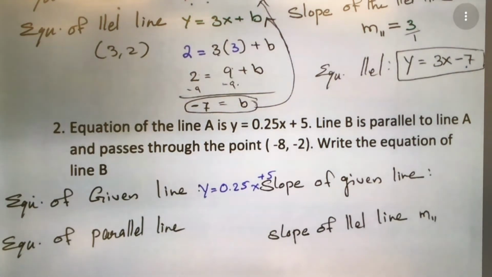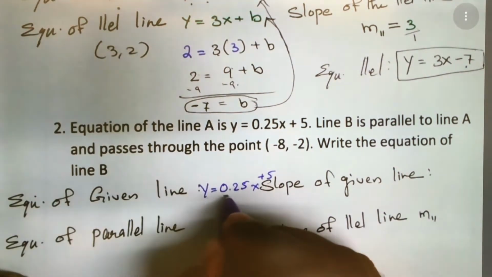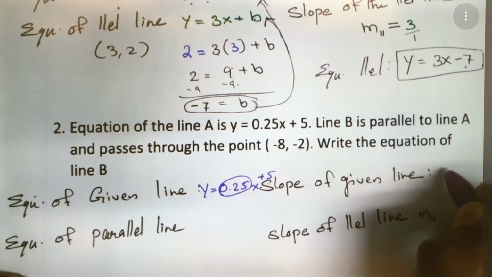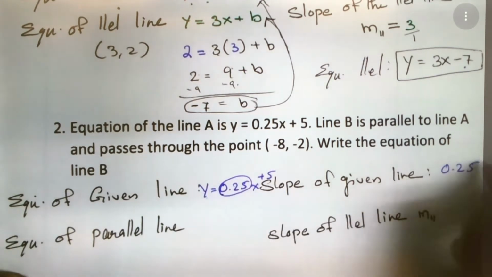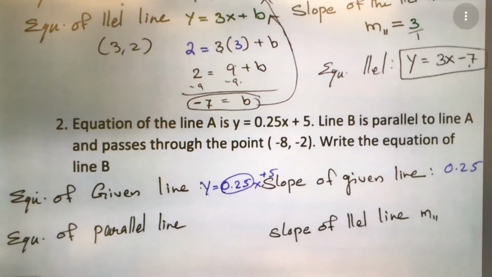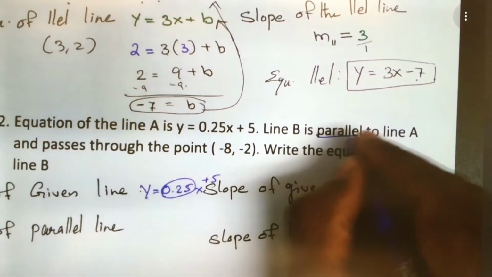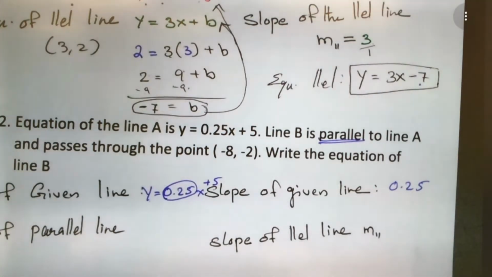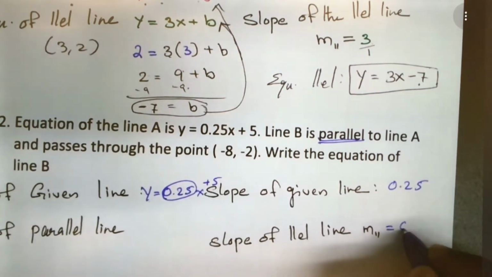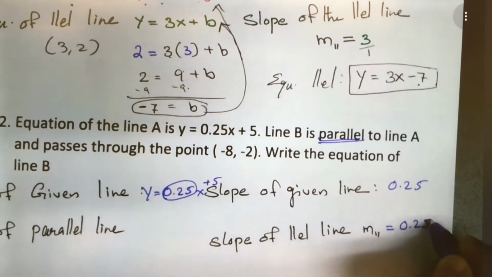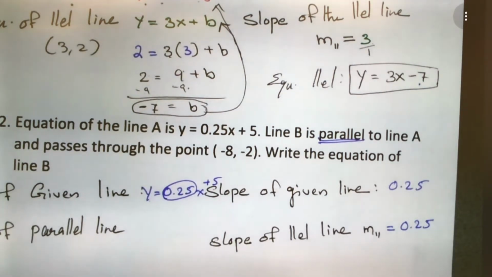The slope of the given line, in y is equal to mx plus b form, is 0.25. Since I'm writing the equation of the parallel line, and if two lines are parallel, they have the same slope. So the slope of the parallel line is also 0.25.